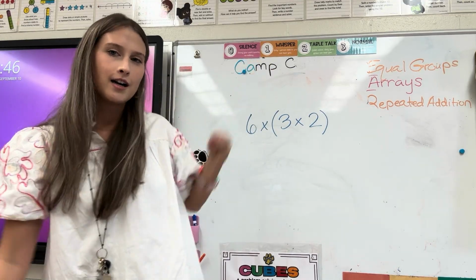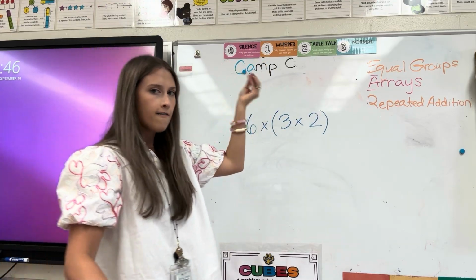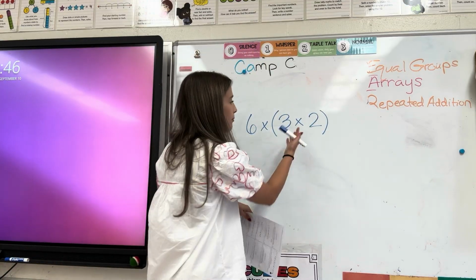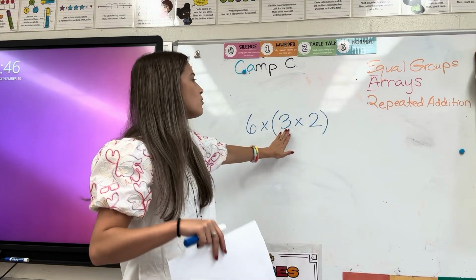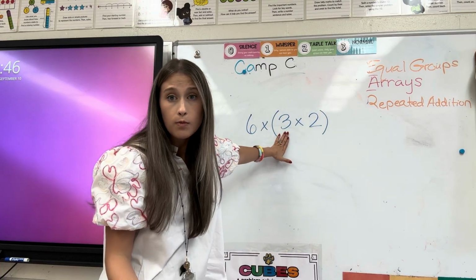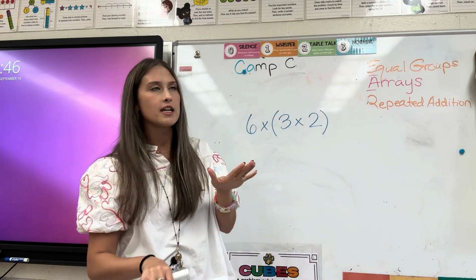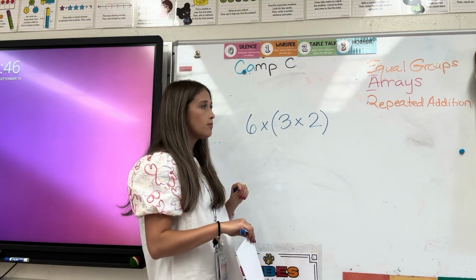Now, who remembers what we solve first? We say it like we're in Italy, okay? We're Italians right now. What do we solve first? What is in the parentheses? All right, what's in my parentheses? 3 times 2, that's the same thing as 3 what? 3 groups of 2. We've already done repeated addition. We already practiced that. Let's practice our equal groups. So again, how many groups?